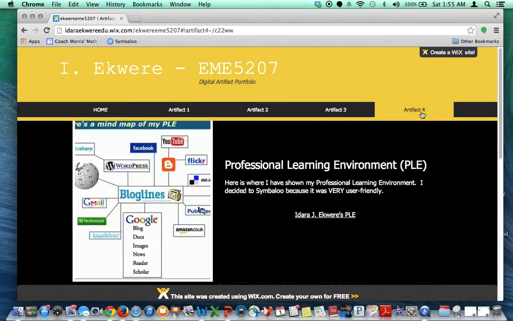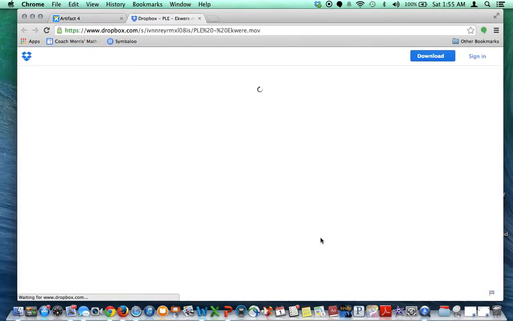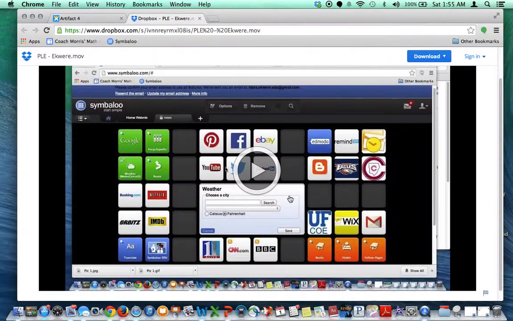And then Artifact 4 was my professional learning environment, where I use Symbaloo to put it together. I really like the little tiles and stuff.